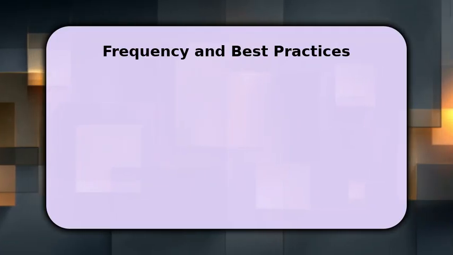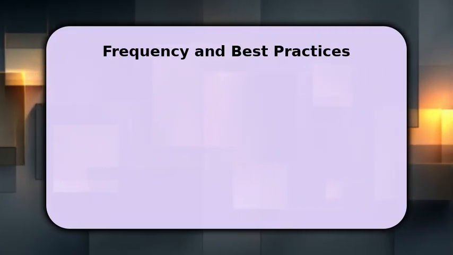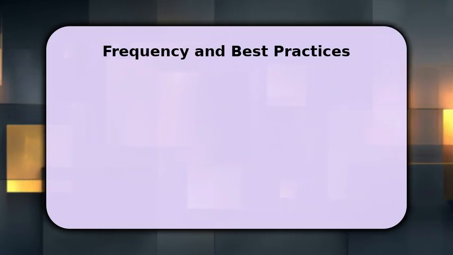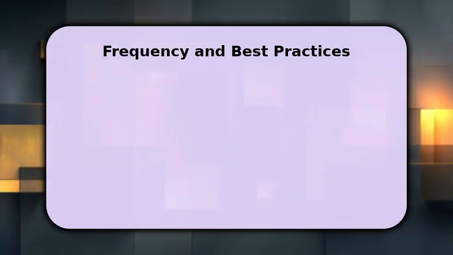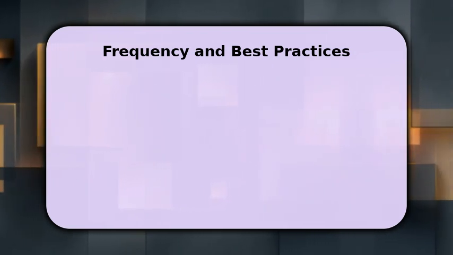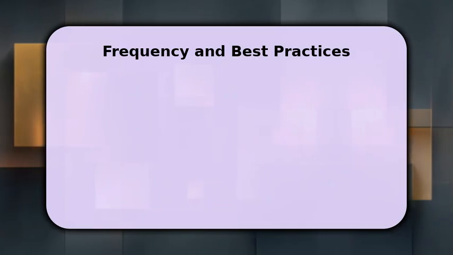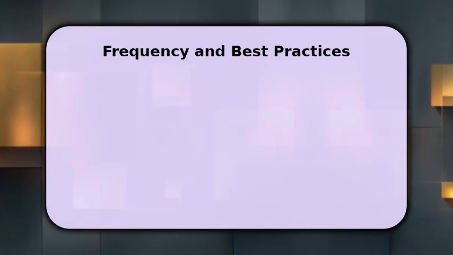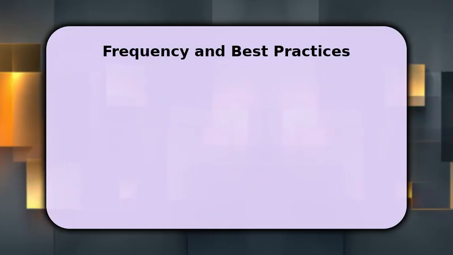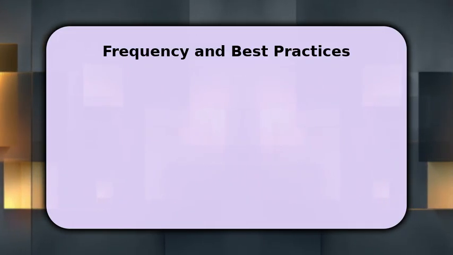How often should you rebalance? Many investors find success with an annual or semi-annual review. You might also consider a tolerance band, rebalancing only when an asset class deviates by, say, 5% or more from its target. Consistent rebalancing is a key strategy for managing risk and staying on track toward your long-term financial objectives.